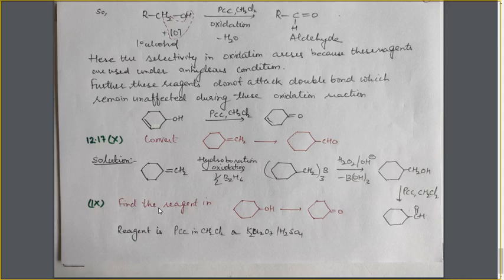Next, there is one more part from the same question. Find the reagent in this conversion. You have to convert alcohol into ketone. What is the reagent for this reaction? Because you have to convert a 2-degree alcohol into a ketone, you can use a mild oxidizing agent as well as a strong oxidizing agent, because further oxidation is not possible in the case of ketones.